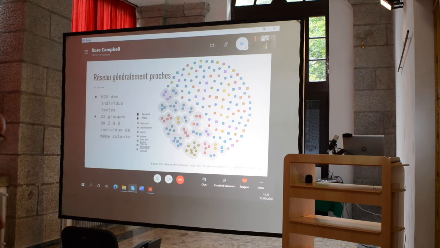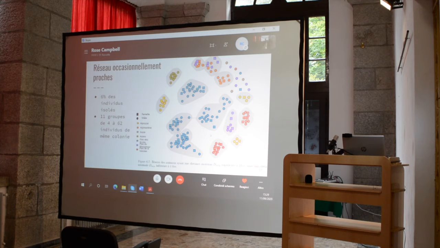What we can notice is that more than half of the ibex are isolated, and among the groups that are created, they are all within the same colony. When we look at the second network graph, we're showing individuals who are occasionally close. Again, meaning that at some point, they were less than 1 kilometer apart. This would give them an opportunity to transmit disease, to reproduce, for example.